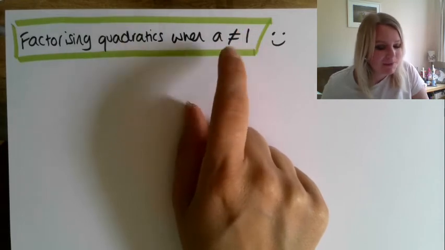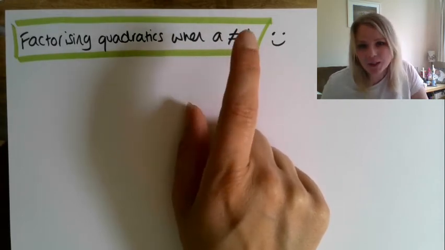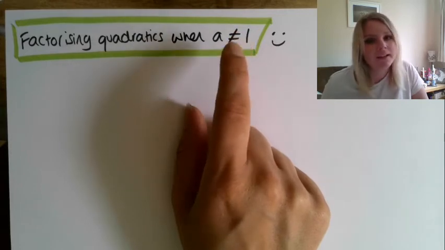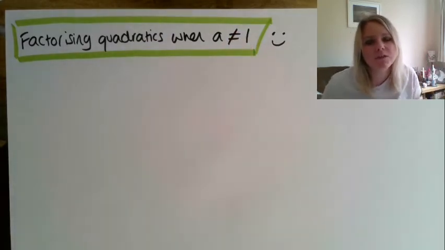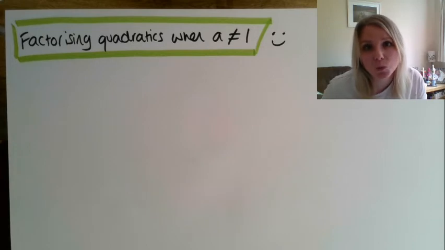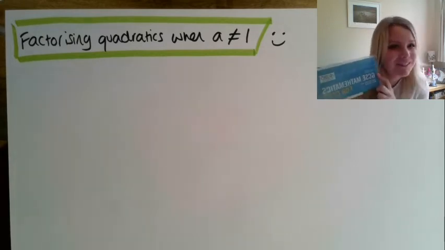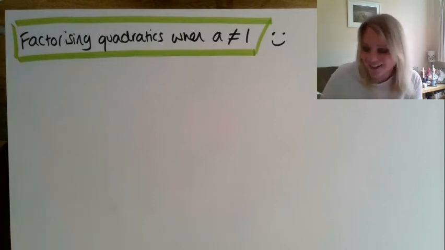It's the same stuff as we've been doing all week, but the quadratics that we're going to be factorising today are ones where the number in front of the x squared term is not 1. Now, the work that you're getting today is from the GCSE book, so that's exciting.